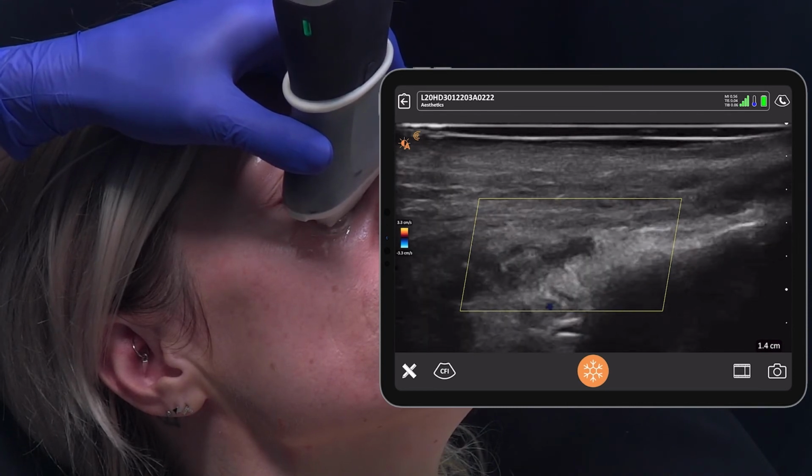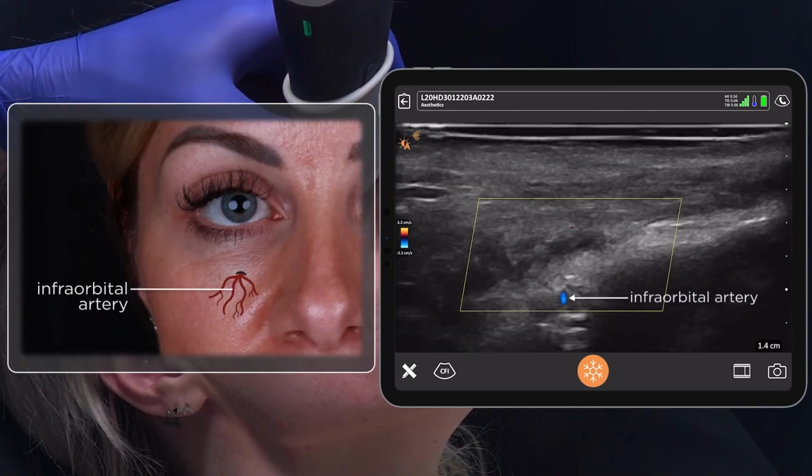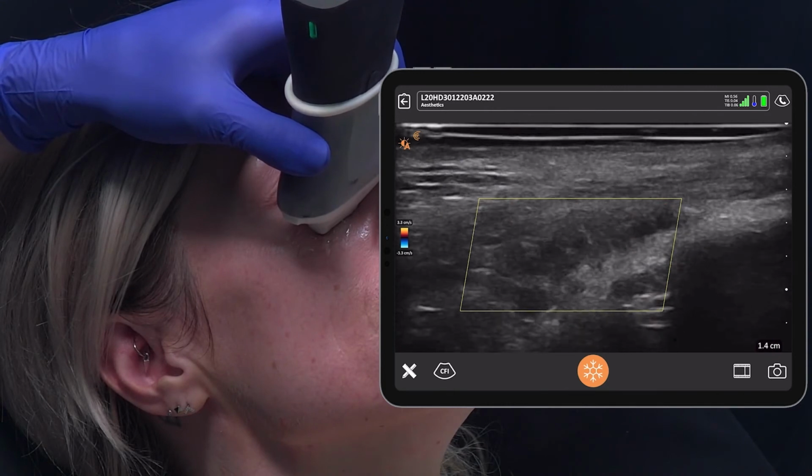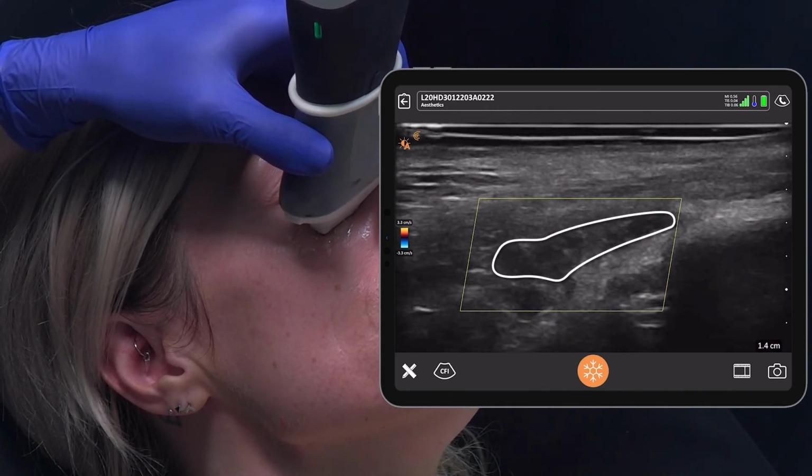The flashing vessel at the bottom of the screen is the infraorbital artery, which you can see coming out of the infraorbital foramen. This is the hyperechoic structure that can be seen at the middle lower part of the screen. Interestingly, there are a lot of flashes of vessels in this area too, around where the filler has been placed.